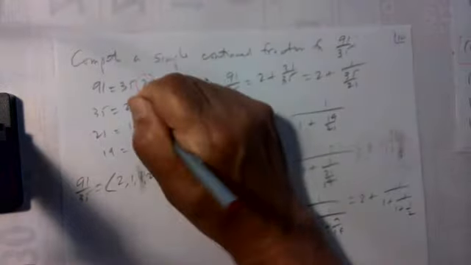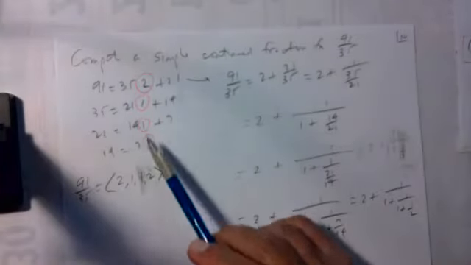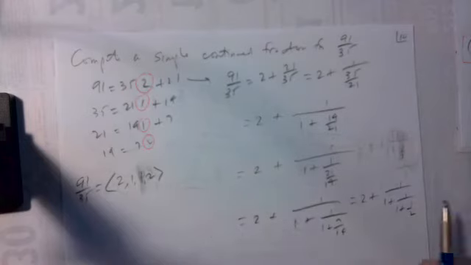And if you look at these numbers, these are exactly the quotients in the Euclidean algorithm. The remainders gave us the greatest common divisor, but the quotients give us the continued fraction.